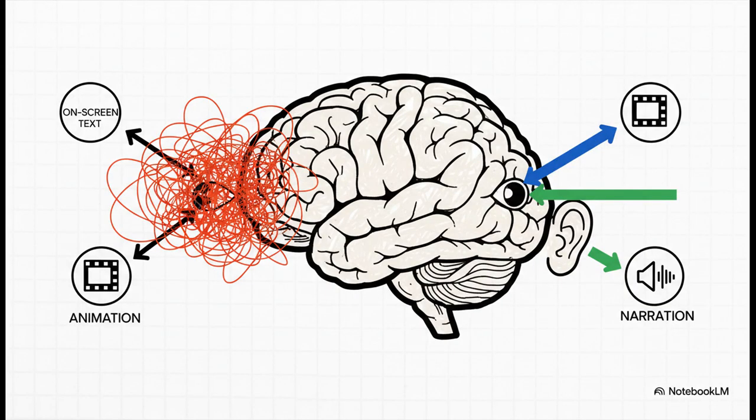And this leads us to our second major design rule, the modality principle. To avoid that cognitive traffic jam, you should present your words as spoken narration. This lets the animation flow through the visual channel, the eyes, while the narration flows through the auditory channel, the ears. You're using the brain's full processing power. It's way more efficient, and it leads to much deeper learning.